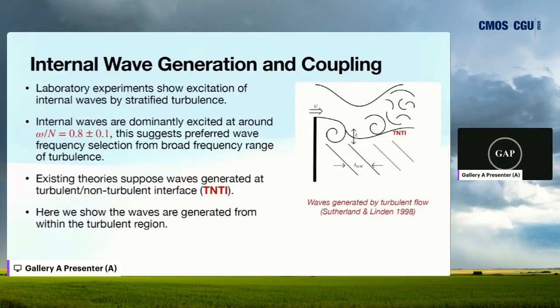Existing theories assume that these waves are generated at something known as the turbulent non-turbulent interface. This is shown as the heavy, solid black line on the figure. Throughout this talk, I will show through 3D numerical simulations that these waves are not generated at the turbulent non-turbulent interface, or TNTI, but rather they are generated within the turbulent region.